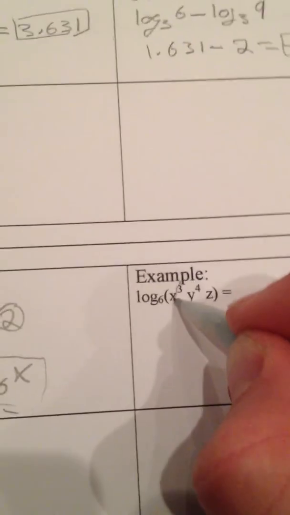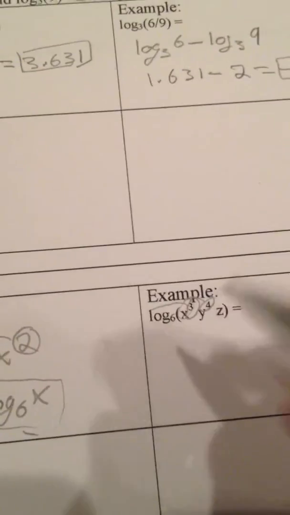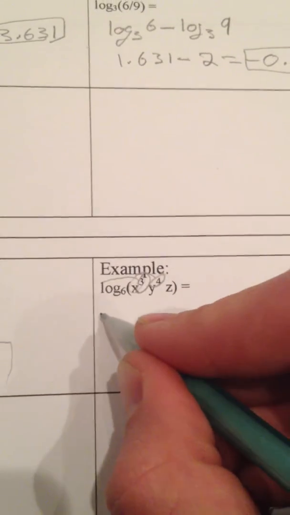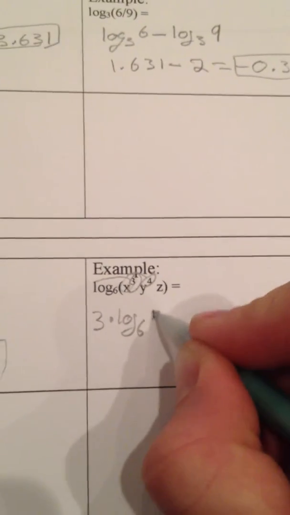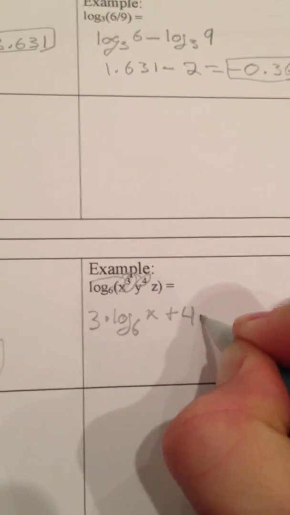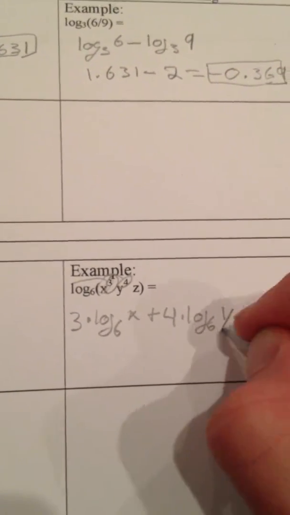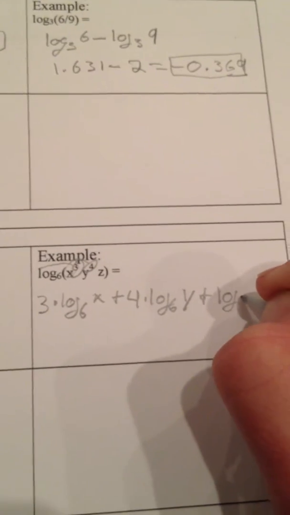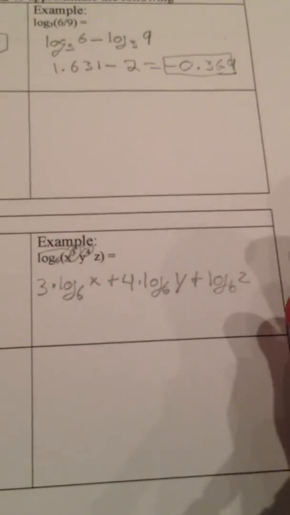And for this one, if we want to skip this step, I think it's simple enough. This 3 is going to have to come out front, as well as this 4 coming out front. So for the first one, this is all just like the product property again, you're adding. So it's 3 times log base 6 of x plus 4 times log base 6 of y plus log base 6 of z. And that, again, is your answer. All you're doing is expanding this, making it bigger.